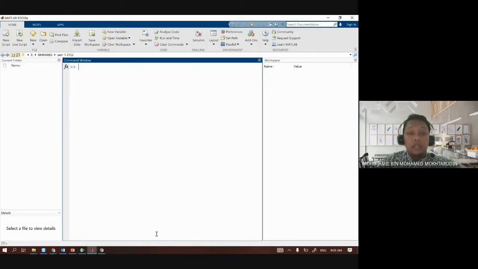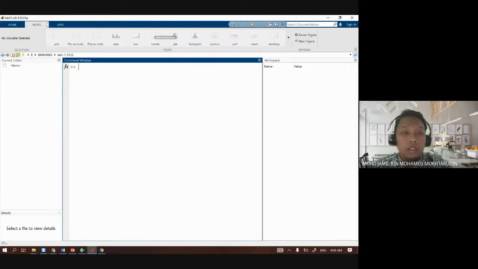Okay, so that's the basic functionality of MATLAB. And there are other things that you can discover on the tabs.